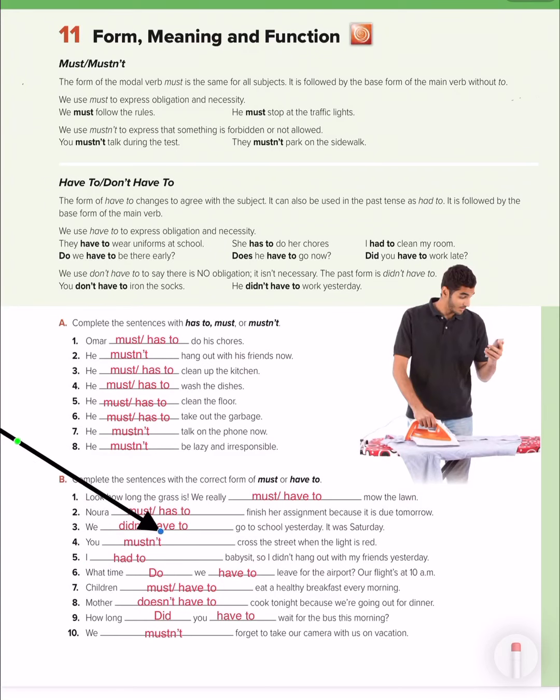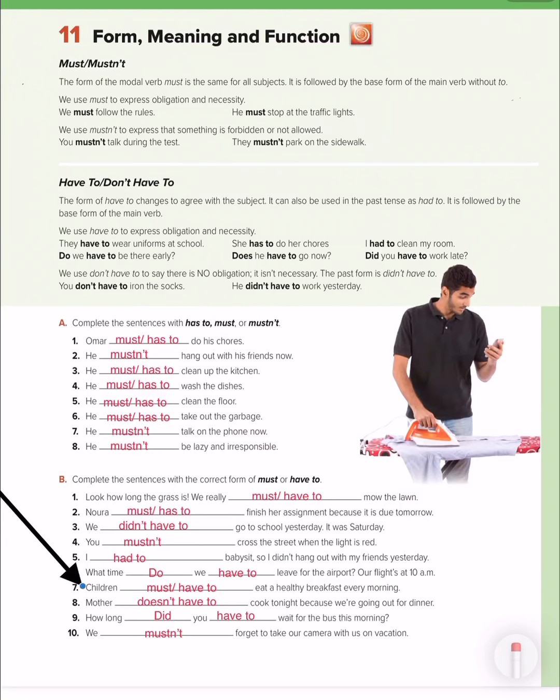Number 3, we didn't have to go to school yesterday. It was Saturday. Look here, it is yesterday. It is in the past. So we will use didn't in the past. Number 4, you mustn't cross the street when the light is red. Mustn't is a negative. Number 5, I had to babysit, so I didn't. So it is in the past. So we will use had to.